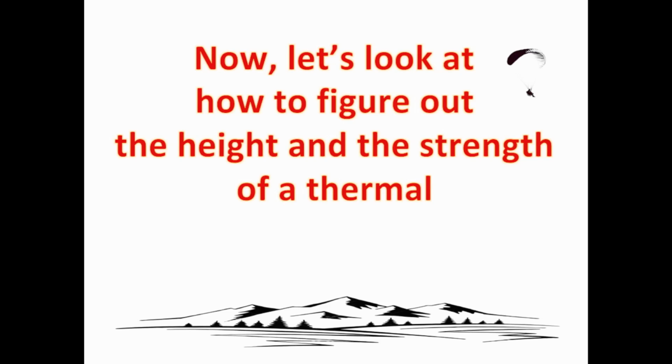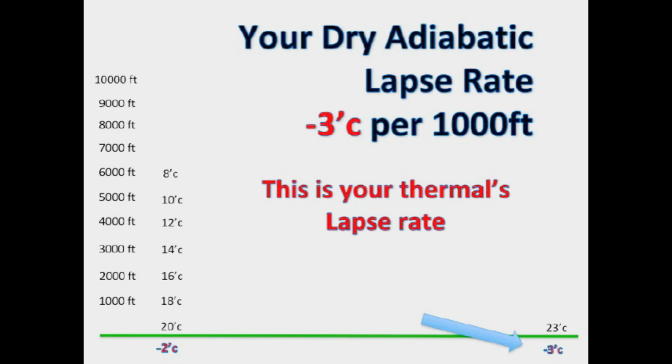Now let's take a look at how to figure out the height and the strength of the thermal. The first thing we're going to need to do to figure this out is to figure out the dry adiabatic lapse rate. You can see in the bottom right hand corner there the -3 Celsius. Yes, the thermal itself cools at 3 degrees Celsius.